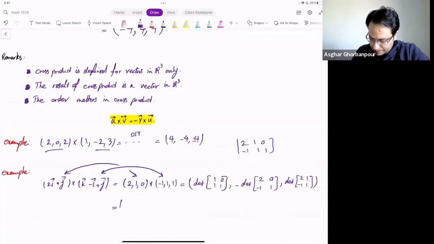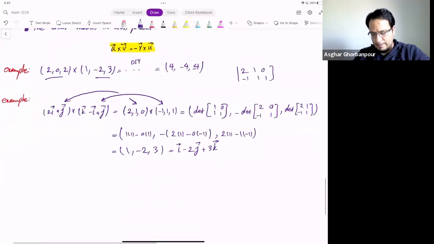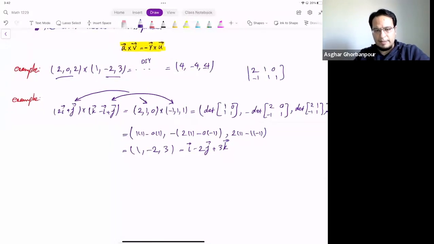This gives me 1 times 1 minus 0 times 1, 2 times 1 minus 0 times -1, and 2 times 1 minus 1 times -1. This is 1, this is -2, and the last one is 3. So the result is i minus 2j plus 3k. That is the cross product of these two vectors given here. Any questions, any comments?